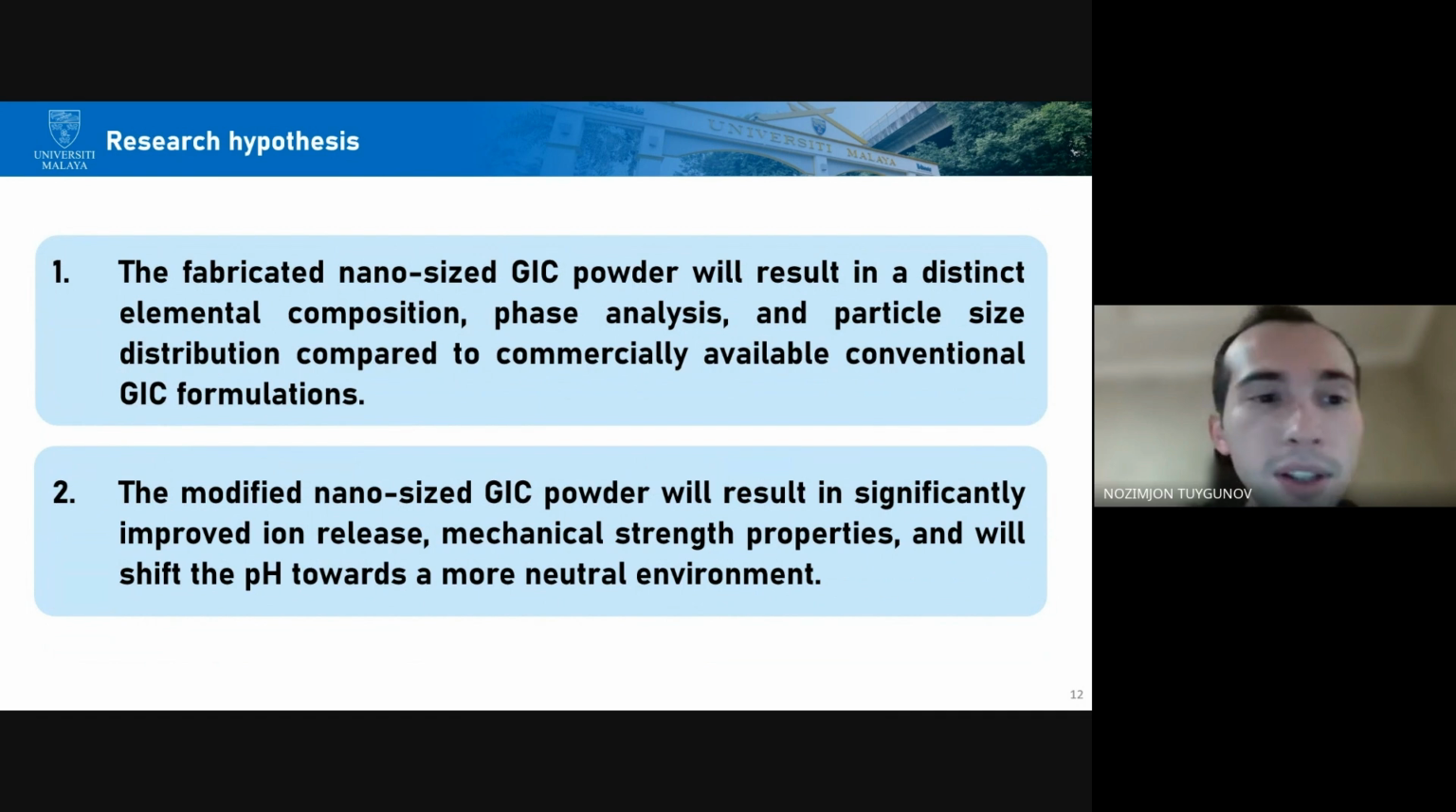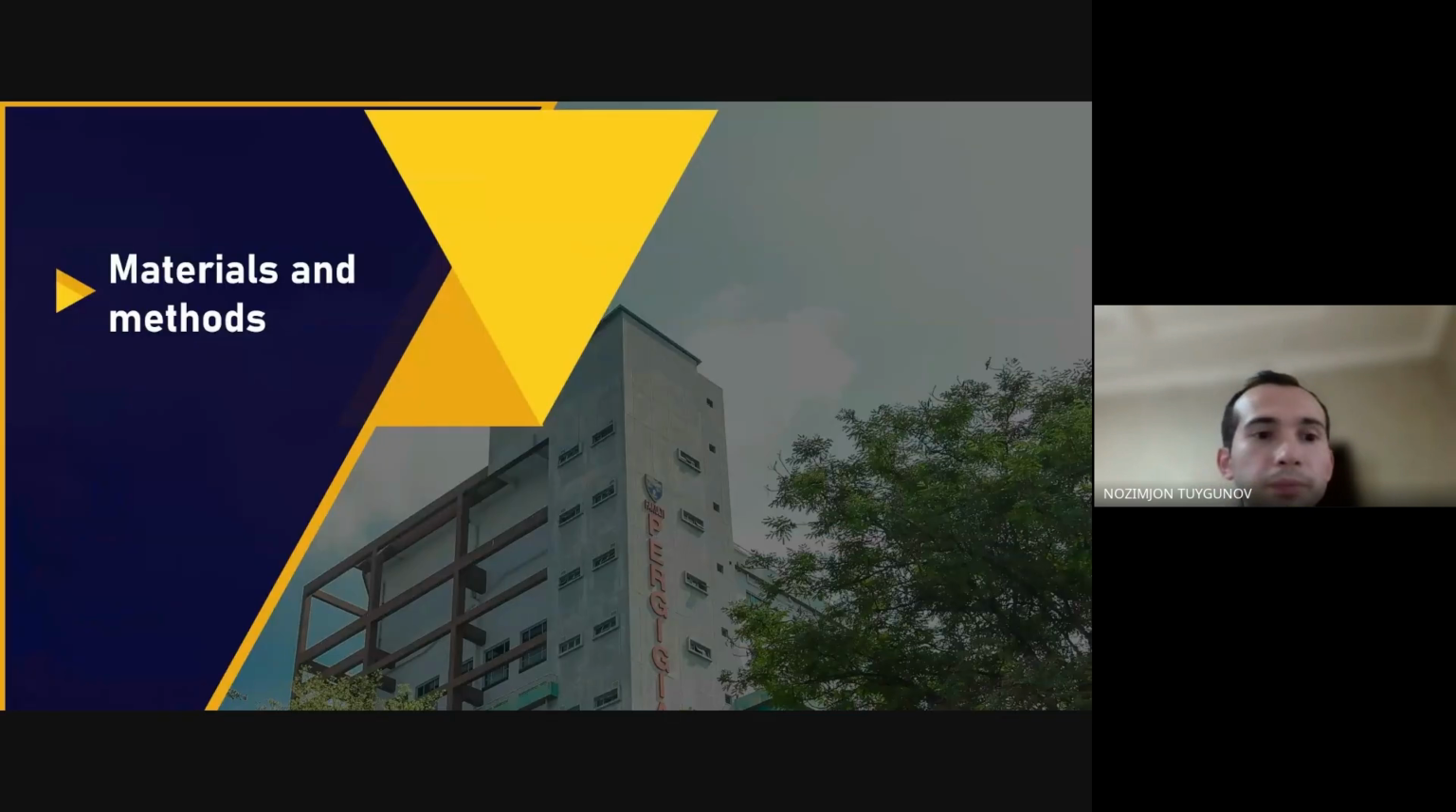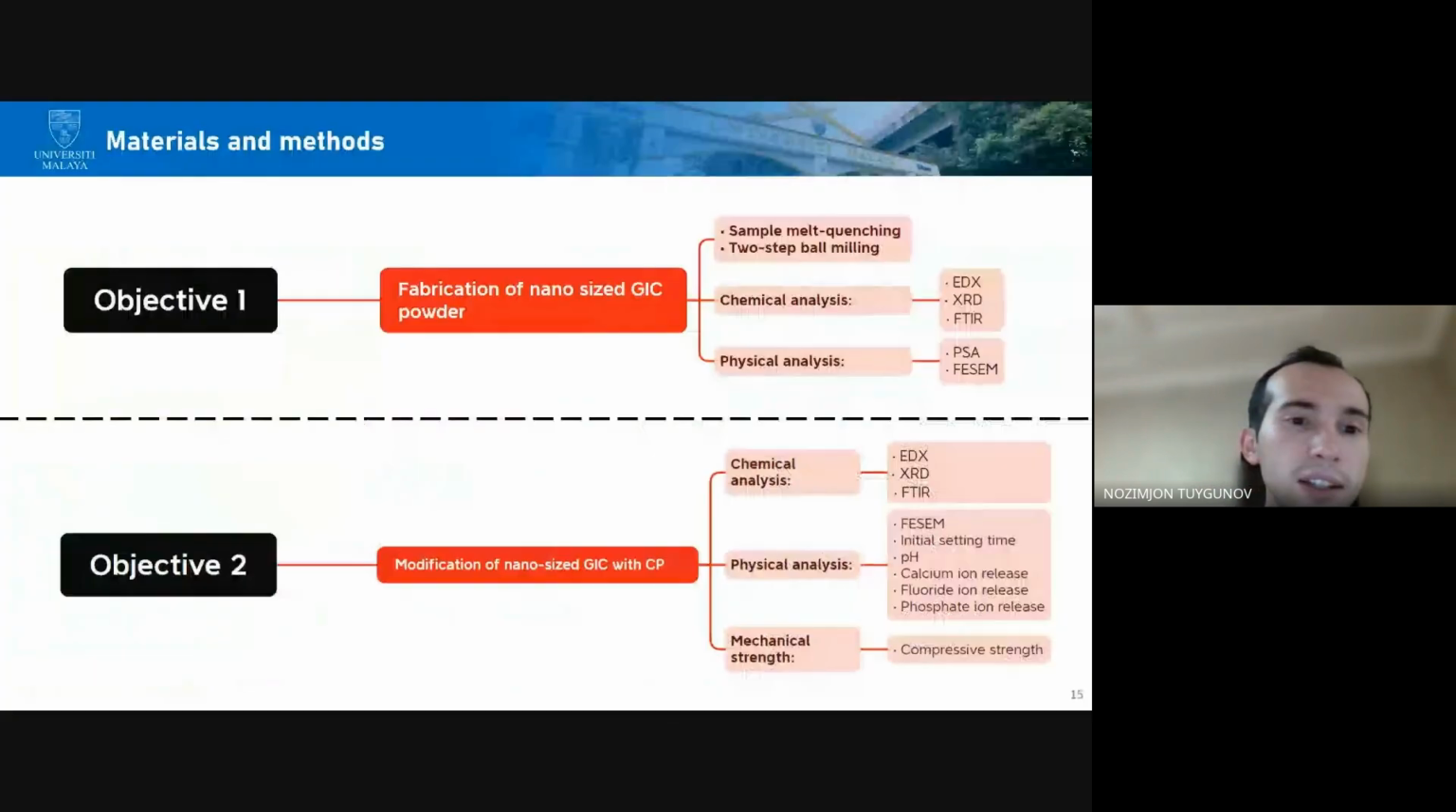The hypothesis of our research was that fabricating the nano-sized GIC powder will result in distinct elemental composition, phase analysis, and particle size distribution compared to commercially available conventional GIC formulation. The modified nano-sized GIC powder will result in significant improvement in ion release and mechanical strength properties, and will shift the pH towards a more neutral environment. So here are the materials and methods.